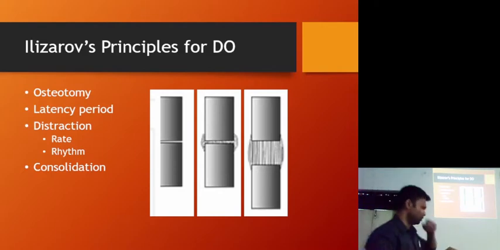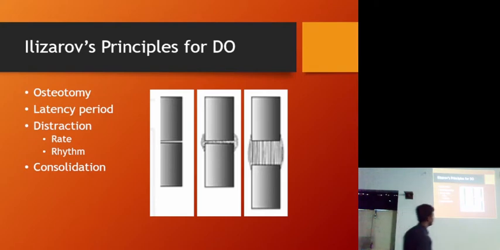Not 6 to 8, 8 to 12 weeks, we are going to fix it. These two segments, after achieving the desired length, we are going to fix the two segments. They are not going to move. And once there is no mobility, this is going to get converted into bony callus. Fibrocallus will convert into bony callus.